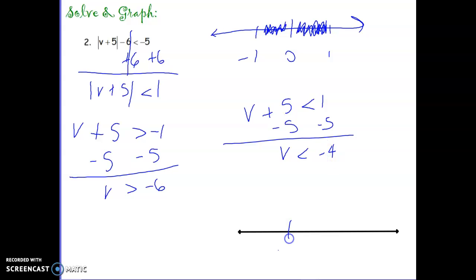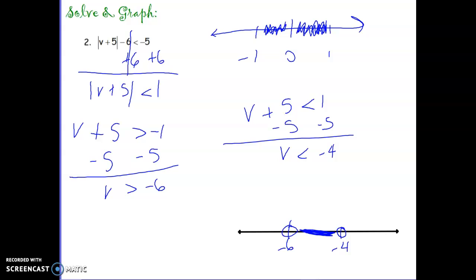Okay, so let's put those on our number line. Here's -6, here's -4. So greater than -6, that's going to go this way. Less than -4, that's going to go that way. So this must be an and question. Remember, this is only true with absolute value: if they're pointing towards each other, it's going to be an and question, which is what they have in common. So all the values that are greater than -6 and less than -4 are shaded in, open circles on both because there's no equal to.